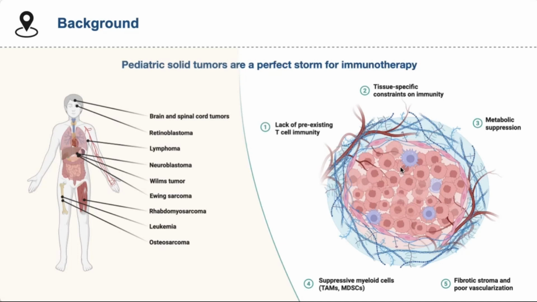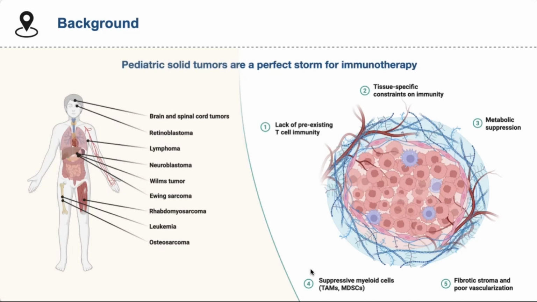In addition, pediatric tumors often present with multiple microenvironmental barriers to immune activity. To name a few: metabolic suppression, such as high levels of adenosine or glycolysis; fibrotic stroma or poor vascularization, impeding immune cell infiltration; and abundant suppressive myeloid cells, which can further limit T cell function.